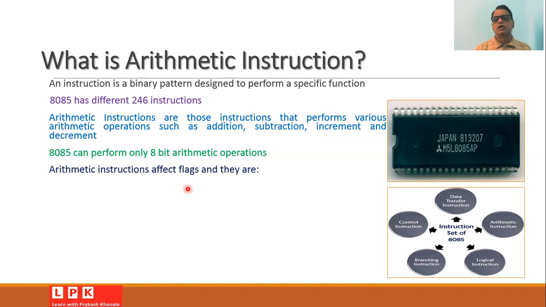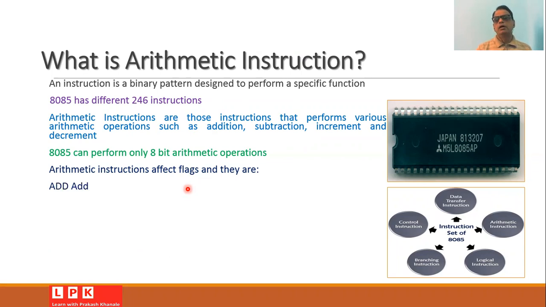Arithmetic instructions are those instructions which perform arithmetic operations, and therefore they will always affect the flags. The flags such as parity flag, sign flag, zero flag, and carry flag will be affected by the use of these instructions.